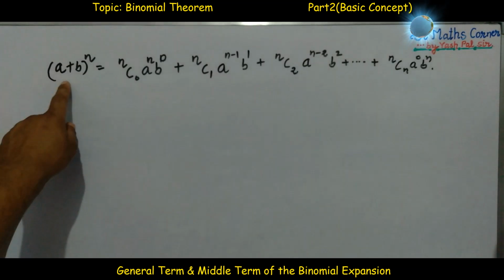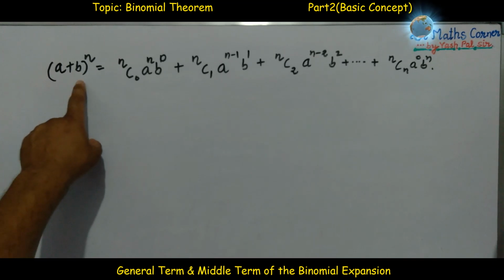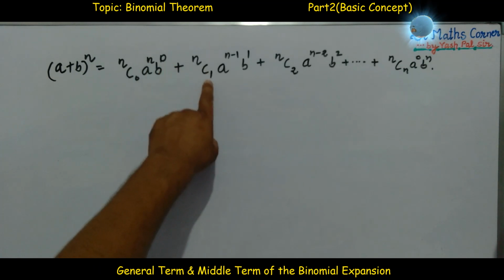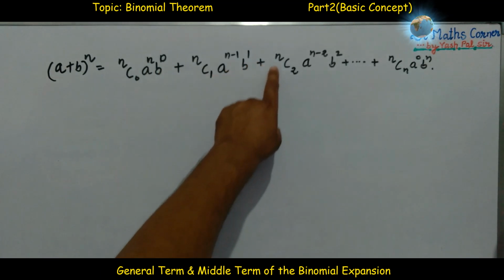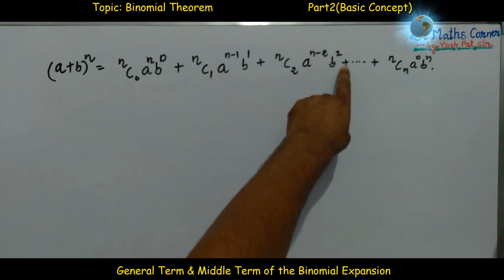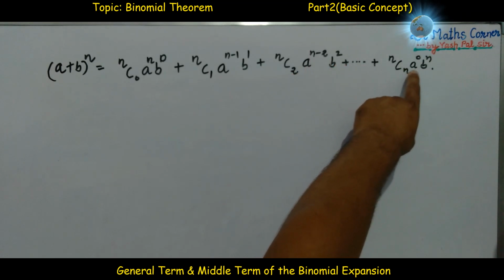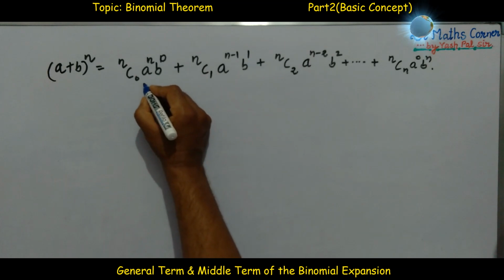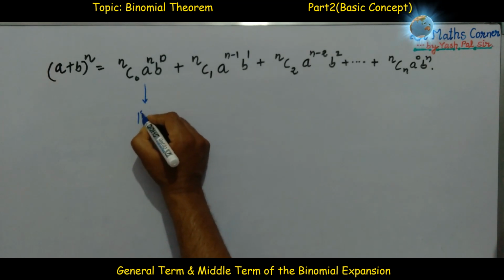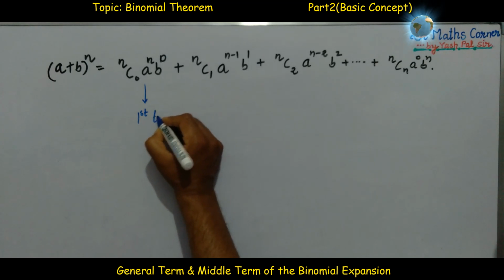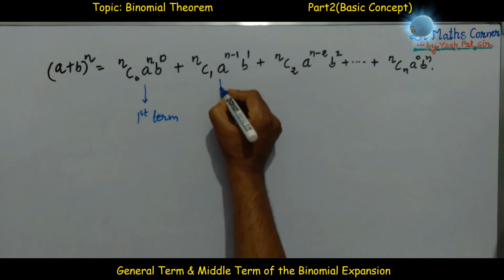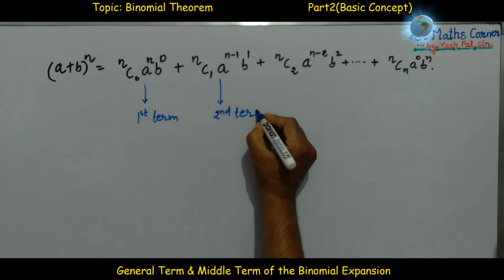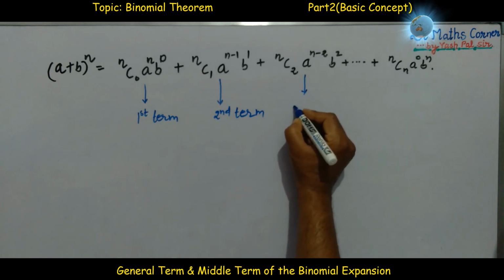First of all, consider the binomial expansion: (a + b) raised to power n, equal to nC0 a^n b^0 + nC1 a^(n-1) b^1 + nC2 a^(n-2) b^2 and so on. The last term is nCn a^0 b^n. Now, this is the first term, this is the second term, and this is the third term.